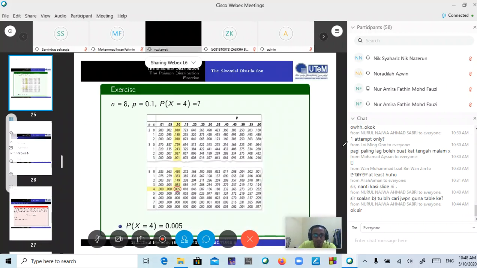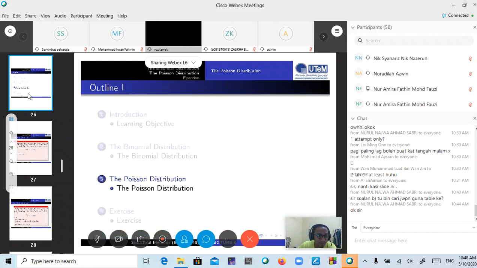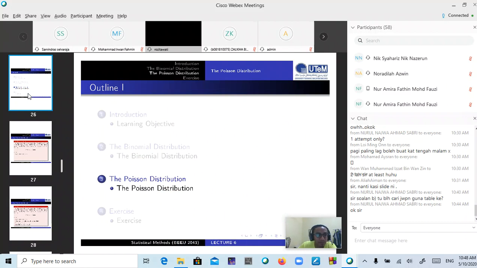Okay. So, also same thing. So, you must refer N first. N equal to 8. And then, P equal to 0.1. This one is P 0.1. And then, X equal to 4. X equal to 4. This one. So, your answer is 0.005. Okay. That one is for binomial. Next, looks on Poisson distribution.